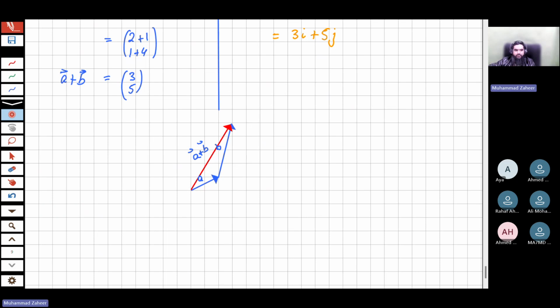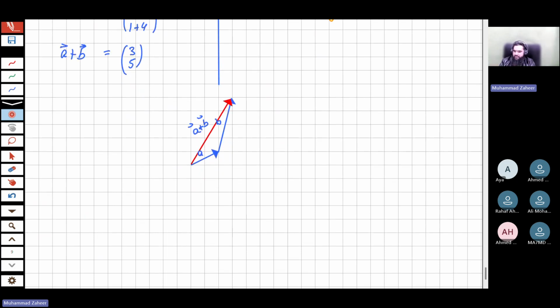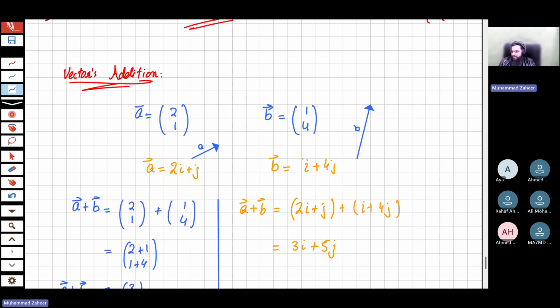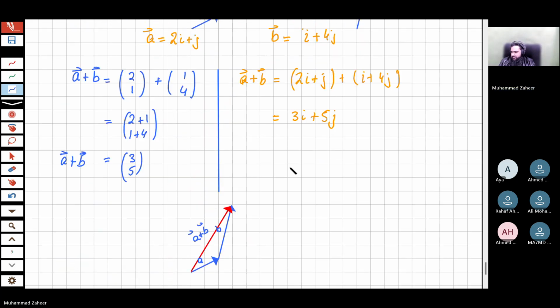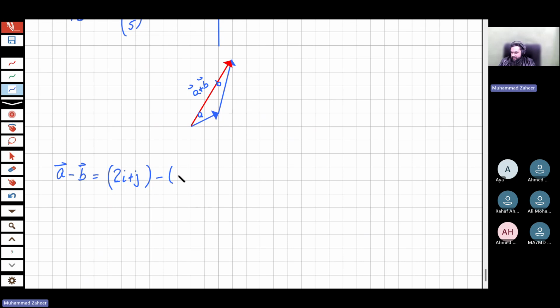So this is how you are going to add the vectors. In the same way, if you need to subtract the vector, you have to subtract it in the same way as well. He says that you have to find vector A minus vector B. So the value of the vector A, 2i plus j, minus i plus 4j, will be equal to 2i minus i, that will be i, and j minus 4j, it is minus 3j.